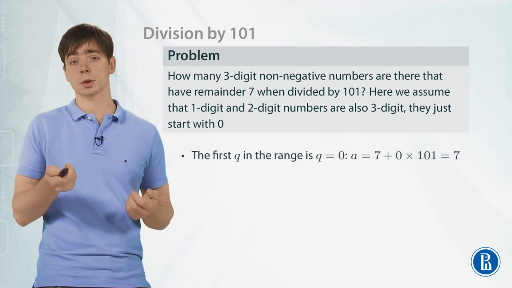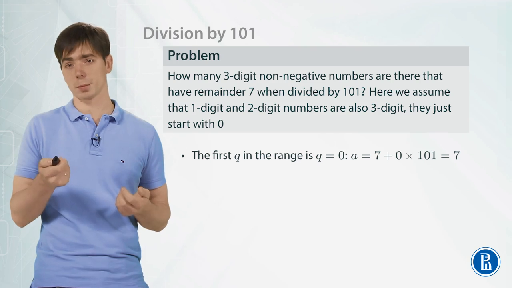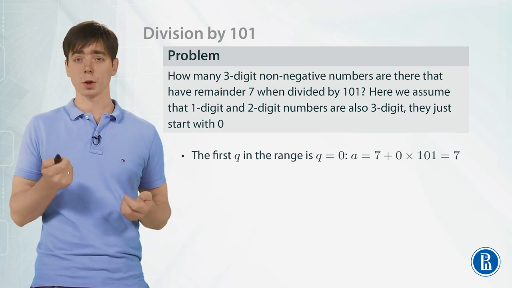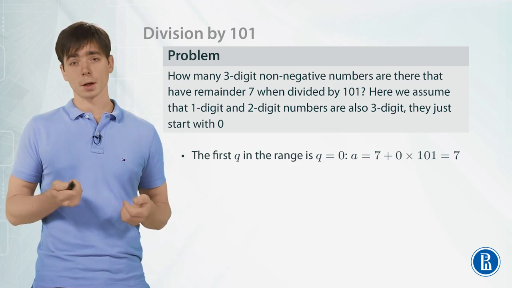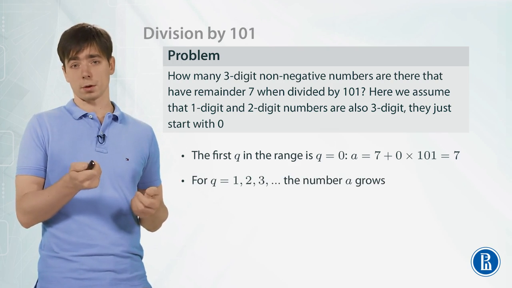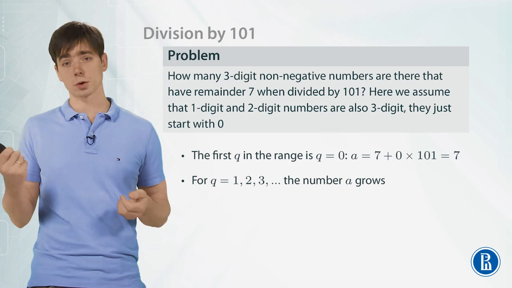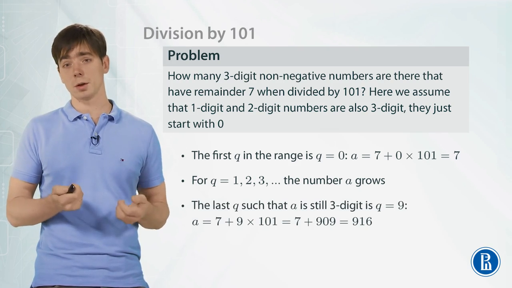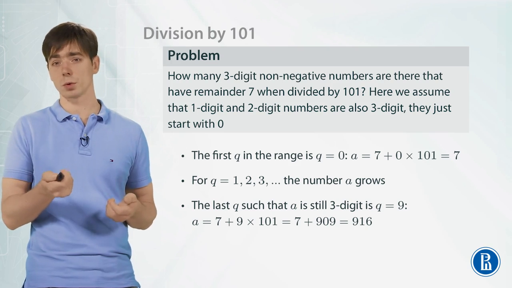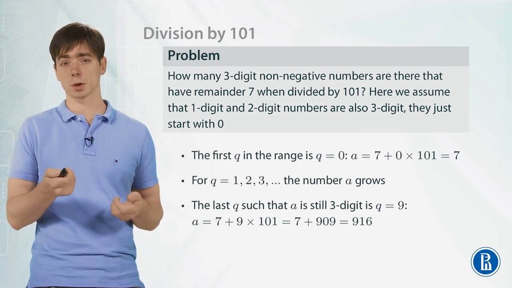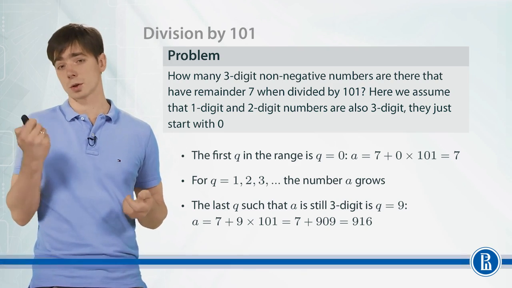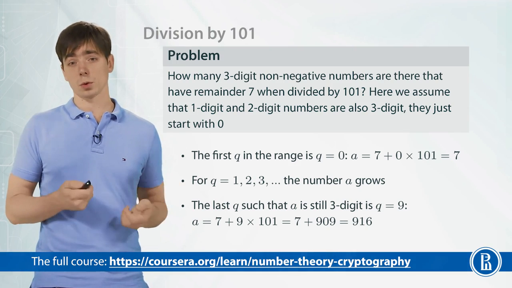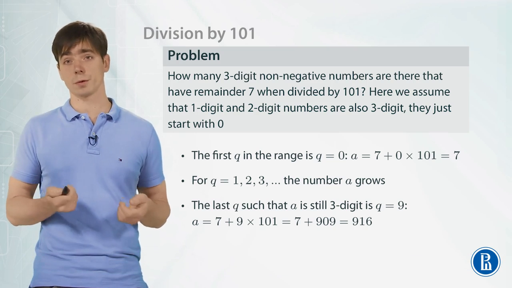Now, the first number that falls in our range is for q equals 0. Then a is equal to 7 plus 0 times 101, which is just 7. So for q equal to 0, a satisfies our property. Now the remaining values of q are 1, 2, 3, and so on, and the number a grows when q grows. The last q such that a is still a 3-digit number is q equal to 9, then a is equal to 7 plus 9 times 101, which is 7 plus 909, which is 916. The next a will already be greater than 1000. So this is the last q for which our number falls into this interval.